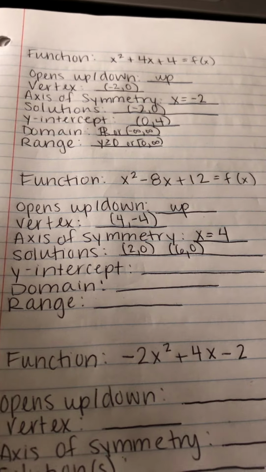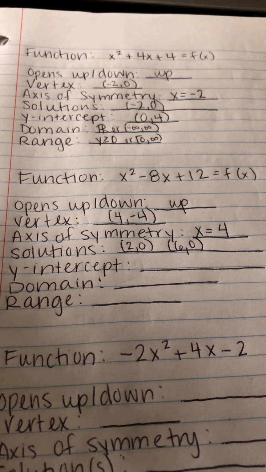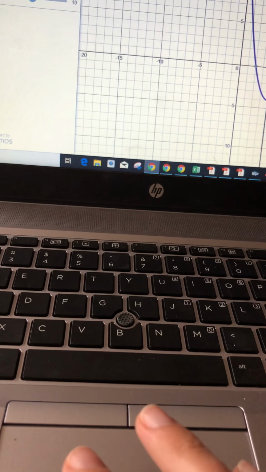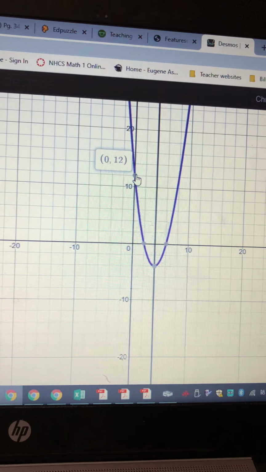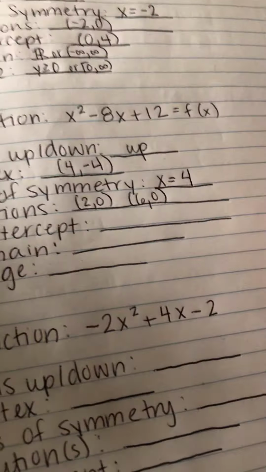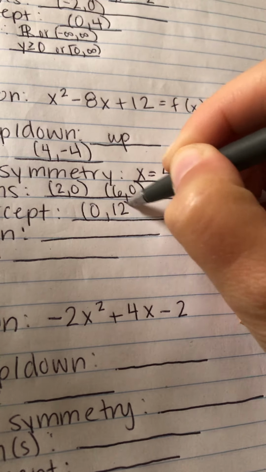All right, our y-intercept, that's going to be where it crosses the y-axis. So we need to zoom out. We're going to zoom out, and here's our y-intercept, and it looks like it is at 0, 12. The y-intercept would be at 0, 12.